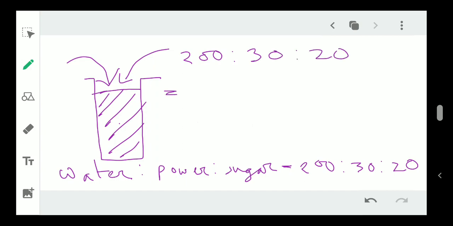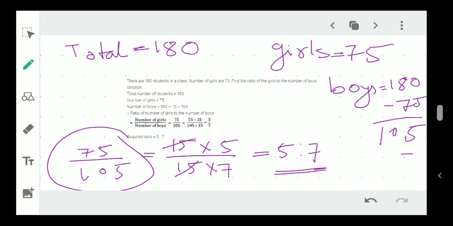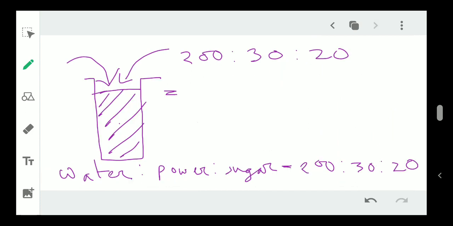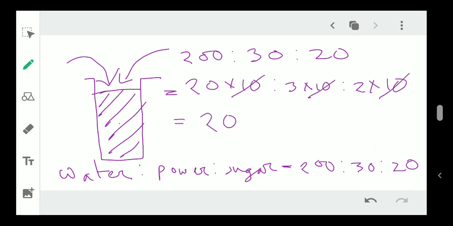Just like a fraction, where we split and cancel, in this case we can write this as 20 into 10 is to 3 into 10 is to 2 into 10. And as 10 is common in all the terms, we can cut all the 10s and write 20 is to 3 is to 2.